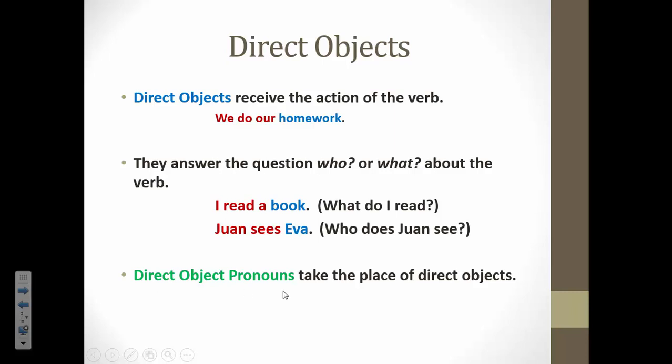This last part says that direct object pronouns take the place of direct objects. So remember that pronouns take the place of nouns. Our direct objects are nouns, right? She buys the jacket. What does she buy? Jacket. That's why it's the direct object. And we want to use a different word to replace it so we don't have to keep saying jacket. So, she buys the jacket. She buys it. It would be the direct object pronoun that replaces jacket.